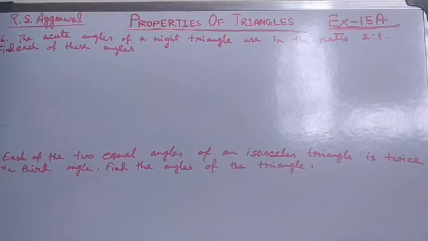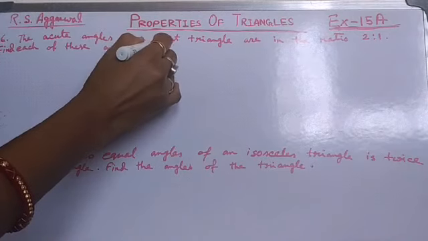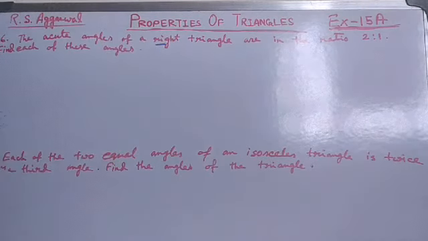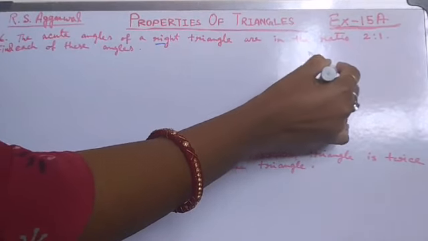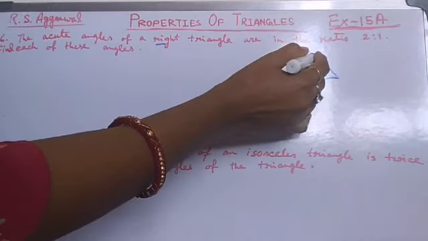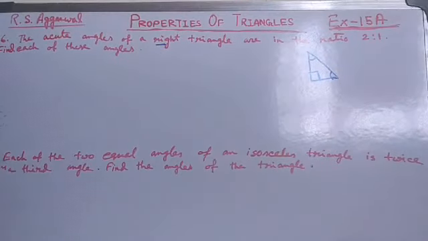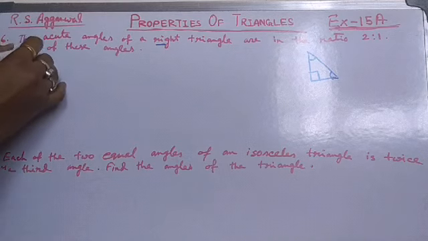Now question number 6. The acute angles of a right triangle are in the ratio 2:1. Find each of these angles. Here one thing we have to notice, that is this triangle is a right triangle. That means one angle is 90 degree and the other two angles are acute angles. So here also we will take the angle sum property of the triangle.